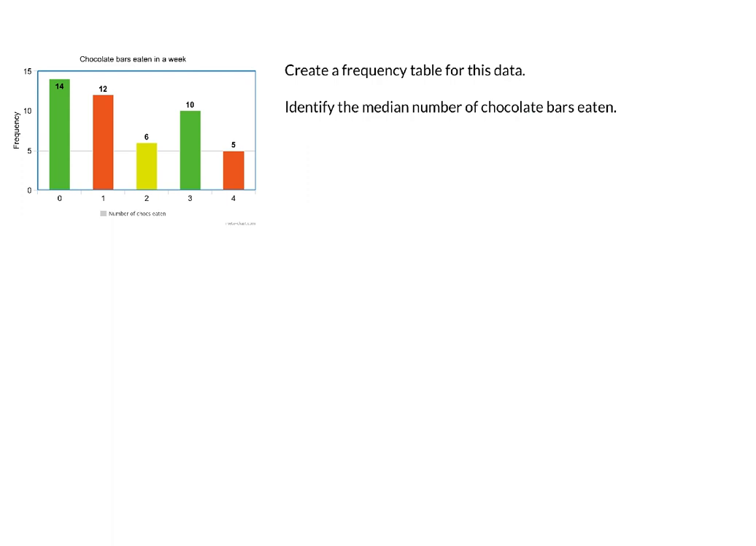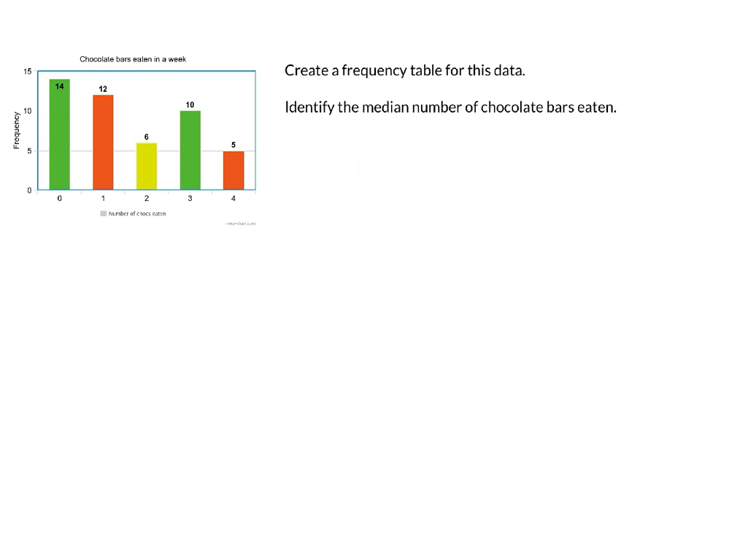Finally, we have a bar chart. It's a bar chart of chocolate bars eaten in a week by a certain number of people. You can see here the number of chocolates is along the bottom. So the smallest number of chocolates is 0, the largest number is 4. And the frequency goes up here, and the most number of people is 14, and then 12, 6, 10, and 5. So the total of each bar is shown on here.